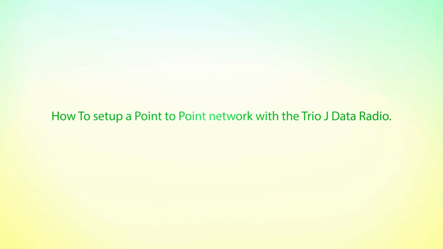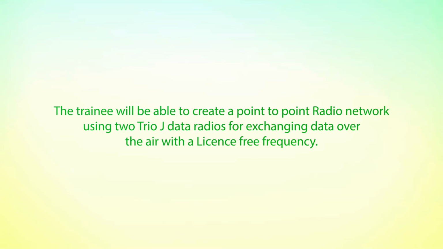How to set up a point-to-point network with the Trio J Data Radio. The trainee will be able to create a point-to-point radio network using two Trio J Data radios for exchanging data over the air with a license-free frequency.